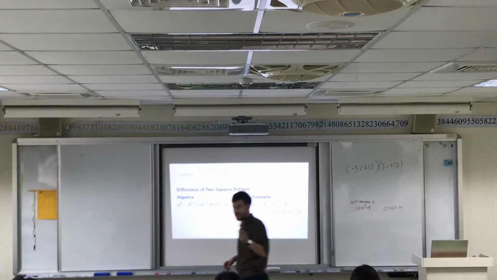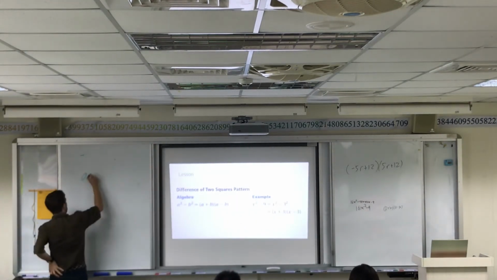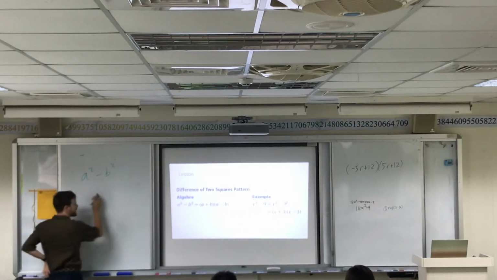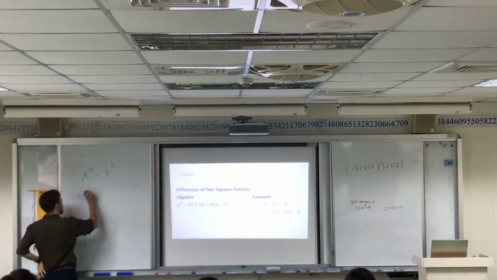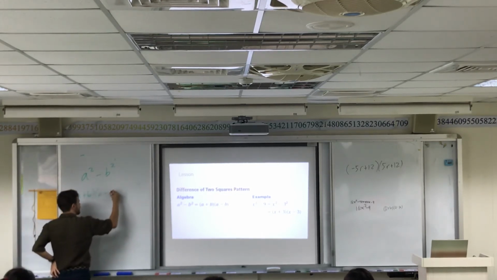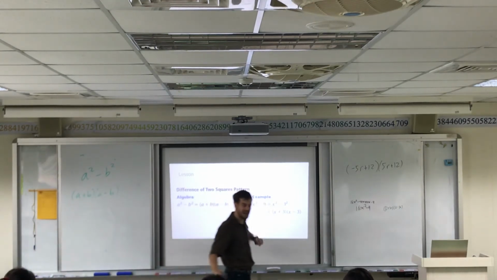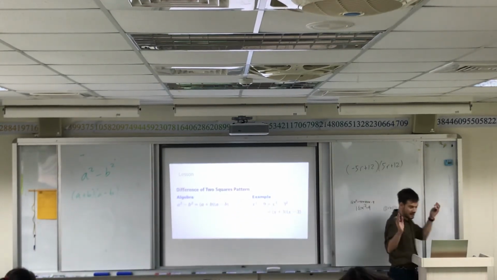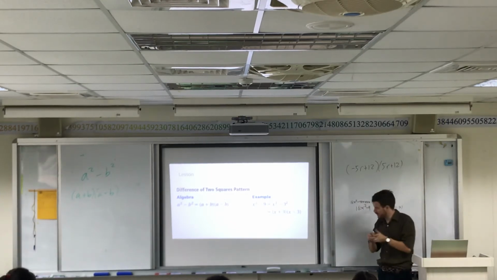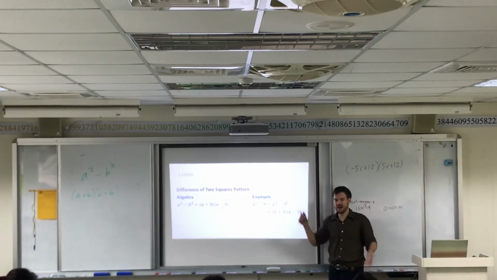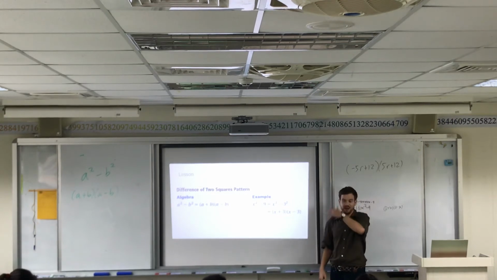So, the difference of two squares pattern. This says, if I have a squared minus b squared, I can factor this into a plus b times a minus b. In this example here, we have x squared minus 9, which is the same as x squared minus 3 squared, since 9 is 3 squared. So that's x plus 3, x minus 3. Is that from the homework?